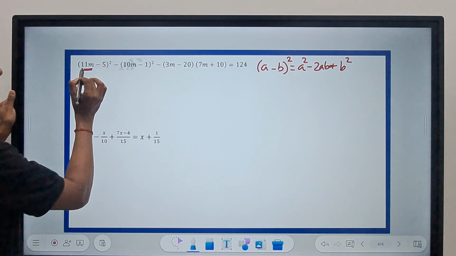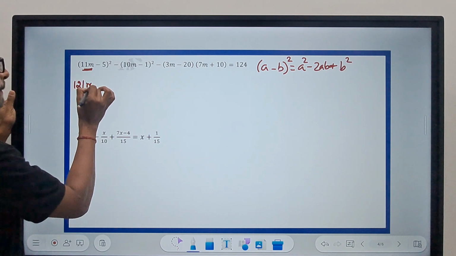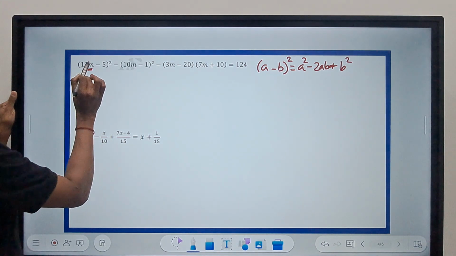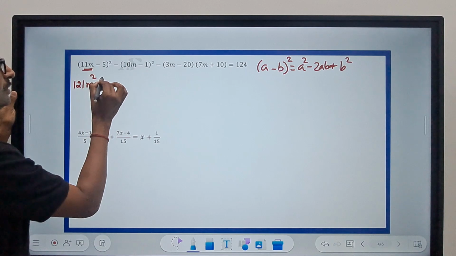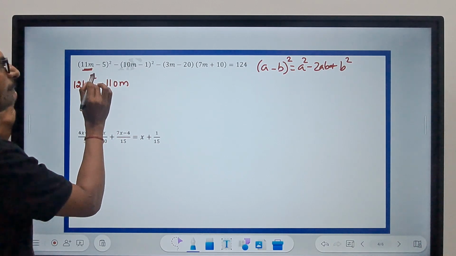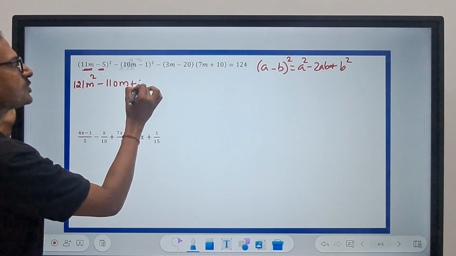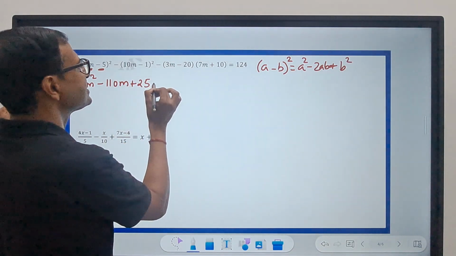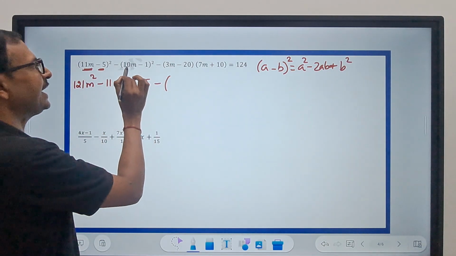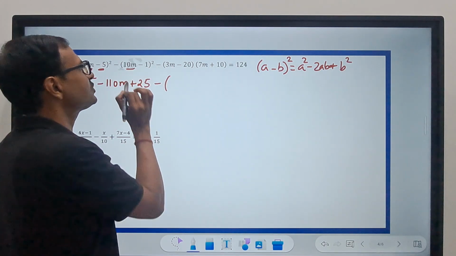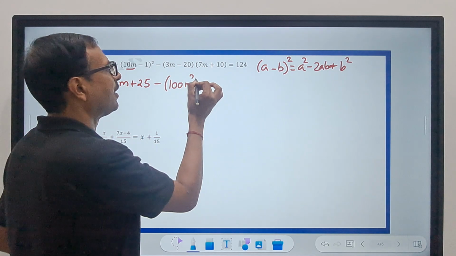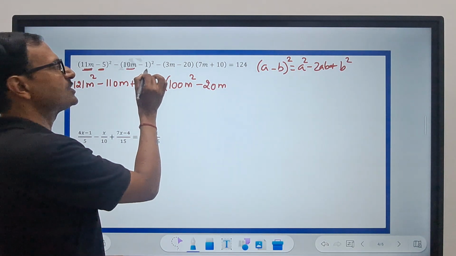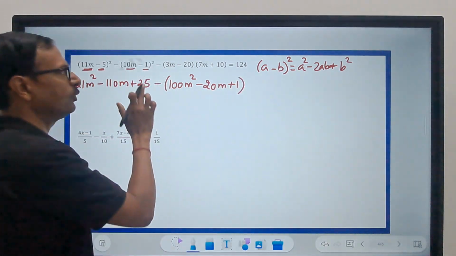So a square, 11m whole square is 121m square minus 2ab. The term containing 2ab will be 2 into 11 into 5, that is 110. So 110m, and plus b square is 25. So I have opened a minus b whole square here. Likewise, I have a minus sign, so I will use the bracket. I am opening 10m minus 1 whole square now. 10m square is 100m square minus 2ab is 20m, and 1 square is 1. So plus 1.